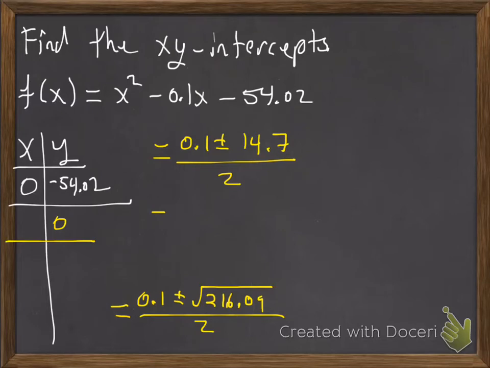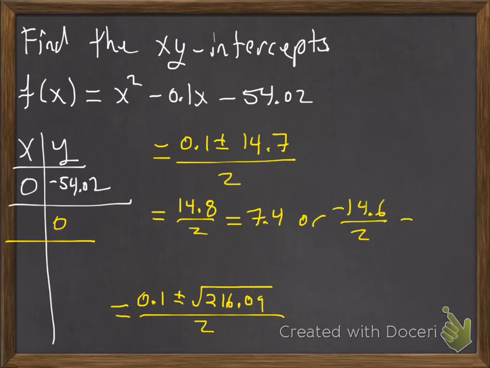So 0.1 plus 14.7 is going to be 14.8, and then we're going to divide that by 2, and we get 7.4. Or if we take 0.1 and subtract from it 14.7, that's going to be negative 14.6, and then we'll divide that by 2. And that's going to give us negative 7.3. And those are your two x-intercepts there. Okay.